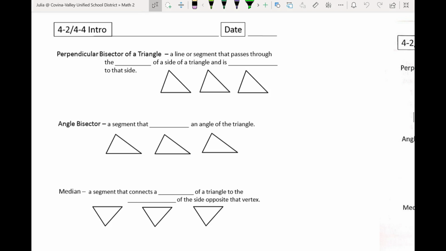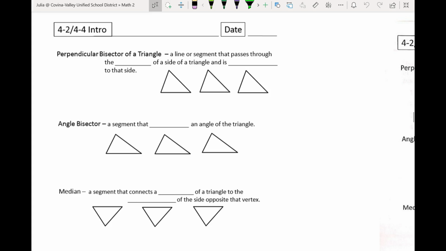Okay, so this is the intro to these topics, and we'll go into detail today and tomorrow with some of them. Perpendicular bisector of a triangle. What two things need to happen for a perpendicular bisector? What makes it perpendicular? A right angle, good. And what makes it a bisector? Divides equally in half, good.